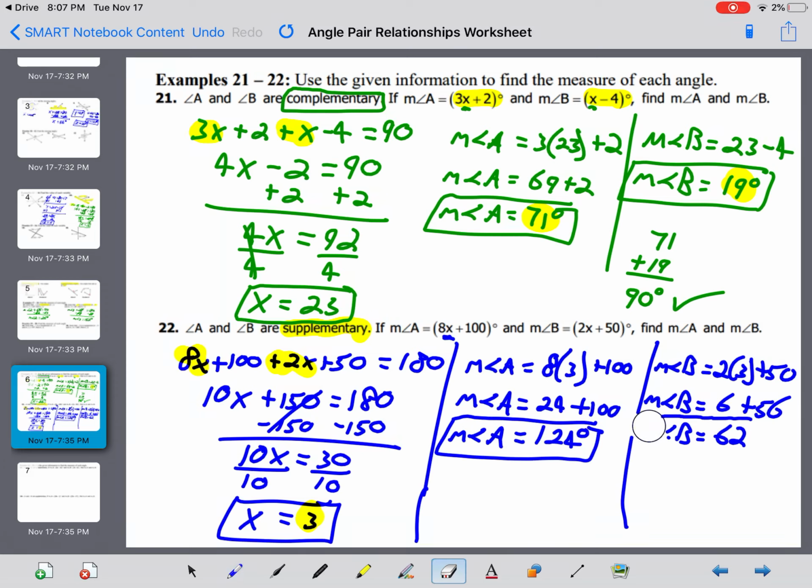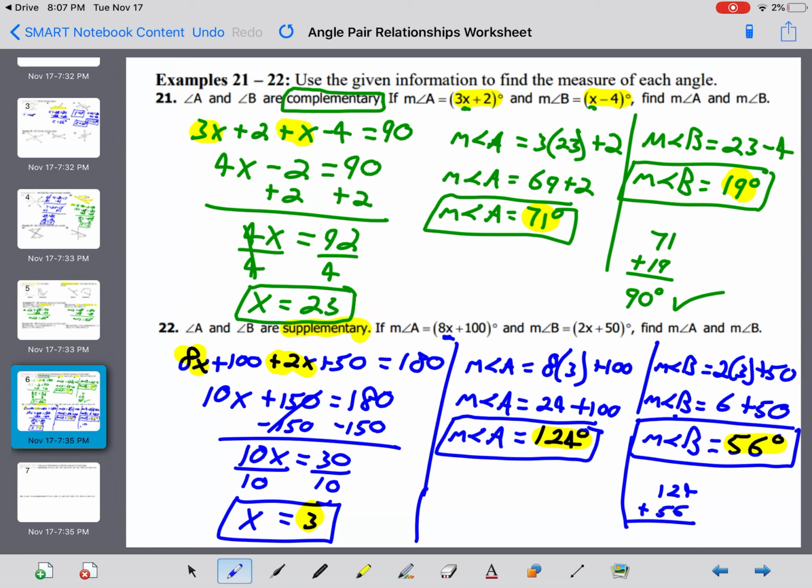Oops. I am off my game today, guys. Sorry. 6 plus 50, so the measure of angle B is 56 degrees. You know you're correct because 124 and 56 is 180 degrees, so it checks out.